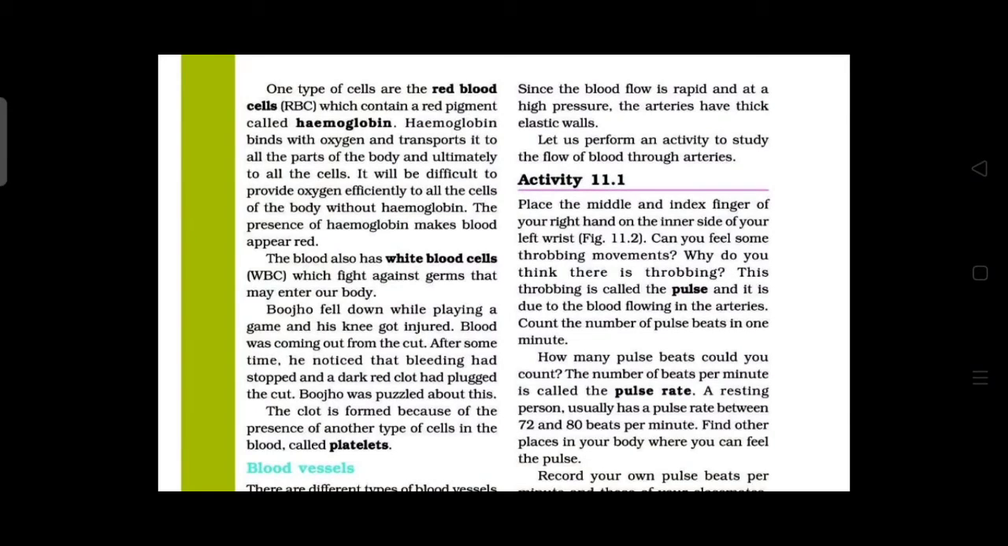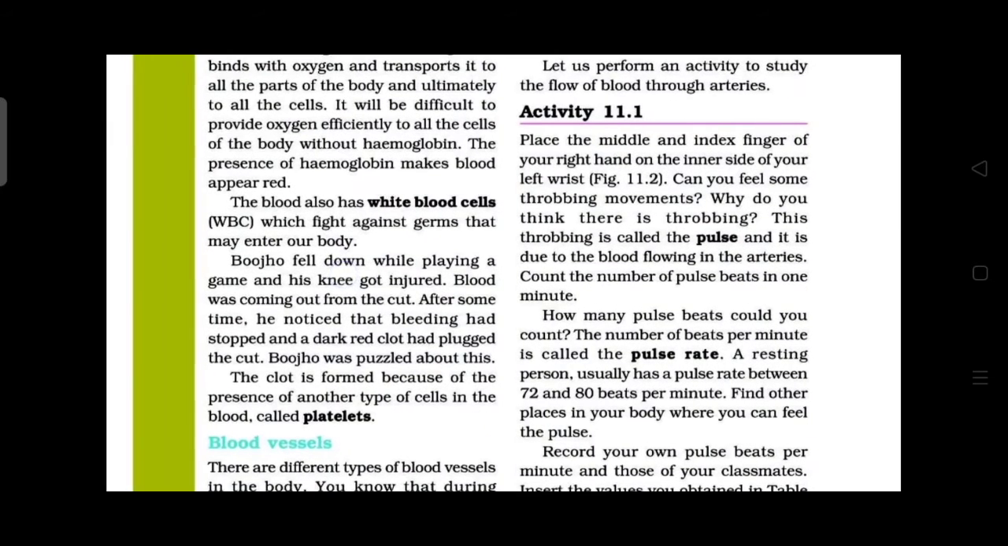Okay, then platelets. What is meant by platelets? The clot is formed because of the presence of another type of cell in the blood called what? Platelets. The clot is formed because of the presence of another type of cell in the blood called what? Platelets.